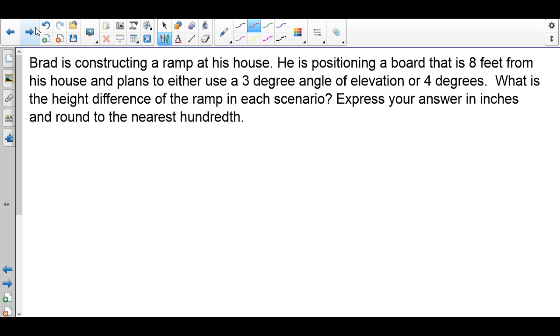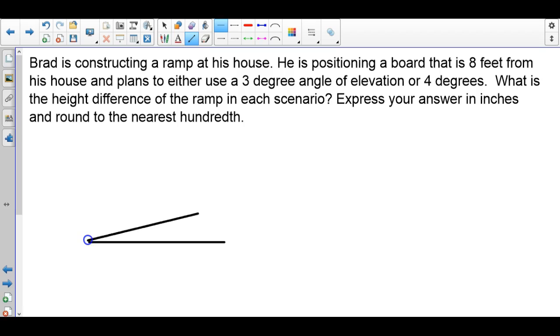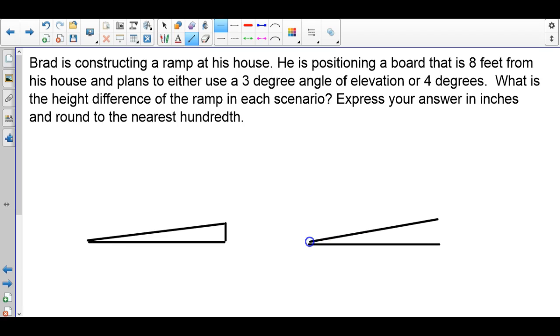So now we'll do a couple of the applications with these. Brad is constructing a ramp at his house. He is positioning the board so that it is 8 feet from the house and plans to use either a 3-degree angle of elevation or 4 degrees. So we'll take a look at what that little 1 degree difference does in terms of height. And I'm going to make it look like it's a really dramatic difference here.